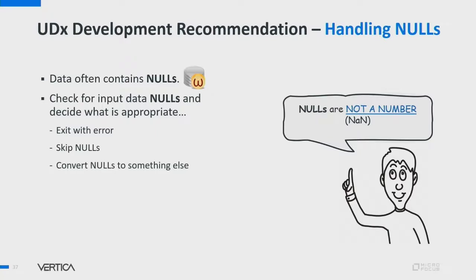So, nulls. Your data can contain nulls, and you have to remember that nulls are not numbers. So it's not -1, 0, the maximum value, or the empty string. Yes, you have to deal with the null data properly. And you have several options: you can exit with an error if there is a null, you can skip the nulls, you can convert the null into something else, or you can even ask Vertica to convert nulls to something before passing those arguments to the UDx.